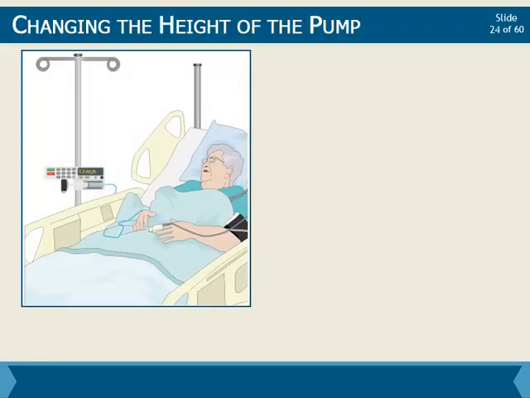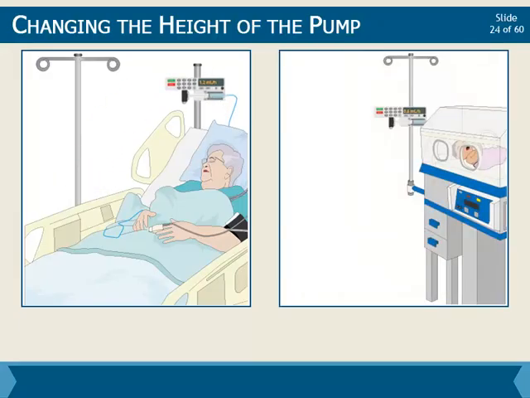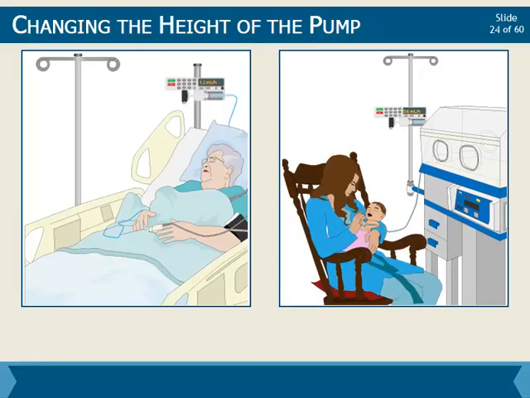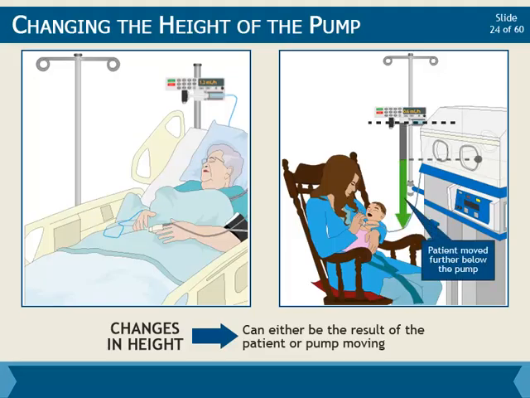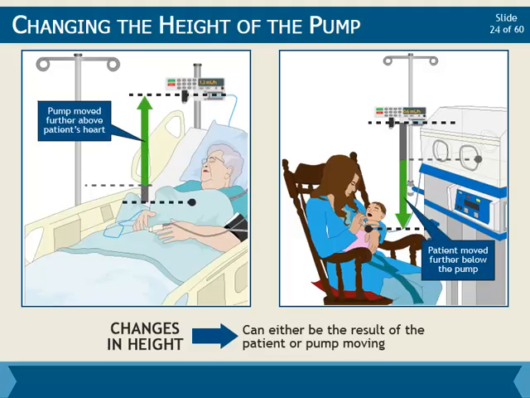Over the course of an infusion, there are times when the syringe pump may be moved up or down, such as during patient transport. There are other situations when the patient is moved up or down, such as parents wanting to hold their child. When discussing changes in height within this section, keep in mind that height change can either be the result of the patient or pump moving. These types of height changes have important clinical implications for syringe pumps and their accurate delivery of medication.